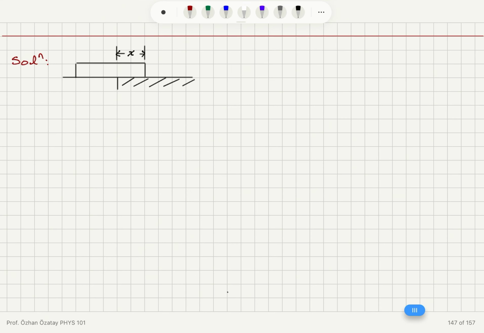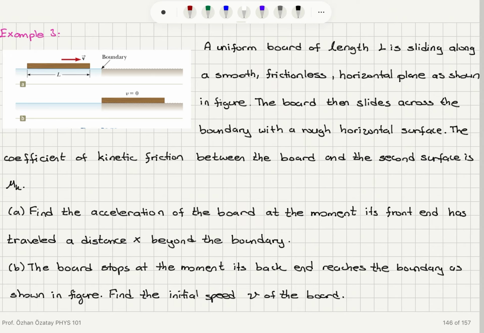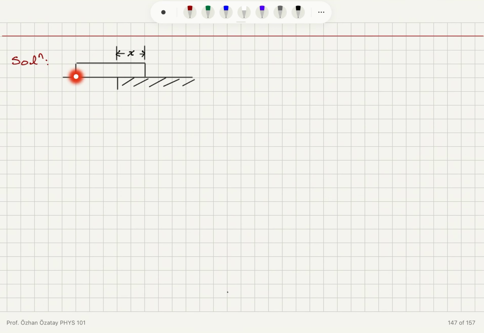Now, in part A, we see that the board moves a distance x beyond the boundary, and we want to know the acceleration at that point. So this is our scenario. This is our rough surface. We have kinetic friction coefficient mu k here for this rough surface. And we have a uniform board. So what is the meaning of having a uniform board? That means the mass is distributed uniformly across this board.